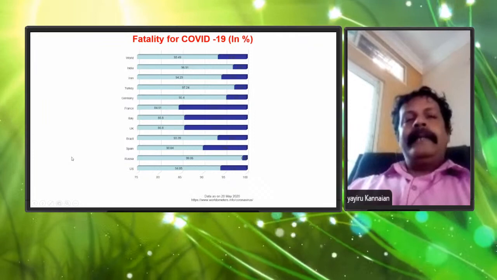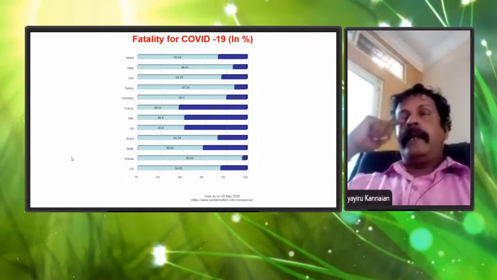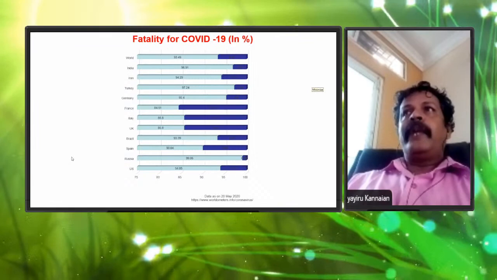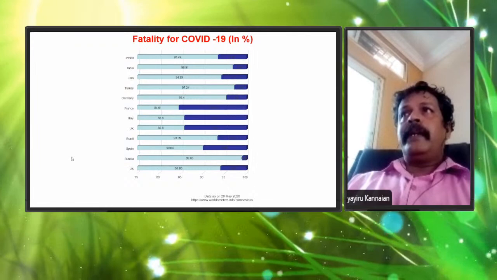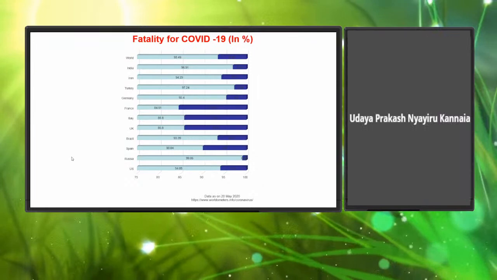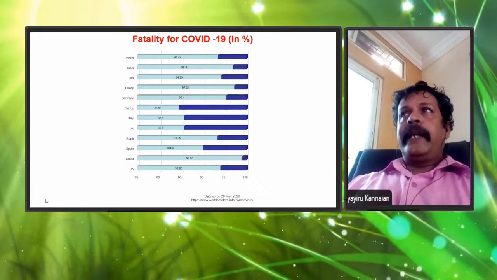Our next slide speaks about the number of infections per million population. What's happening there? In the US, nearly 4,748 people among 10 lakh population got infected. But Spain dominates with 5,963. I think today Brazil may be dominating rather than Spain. In India, the graph shows 78 people per million.